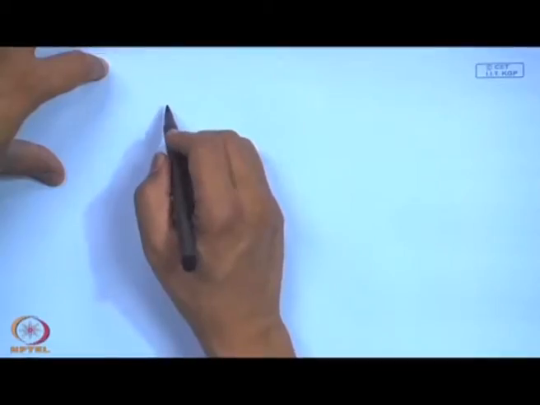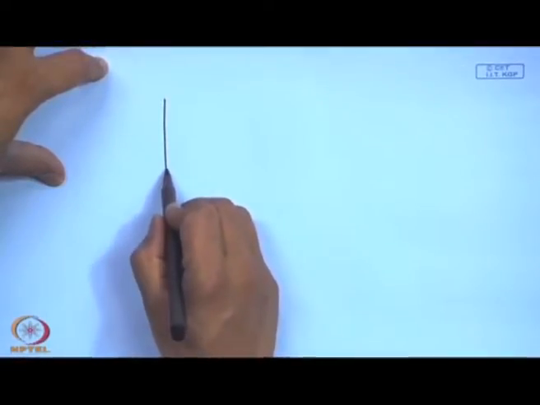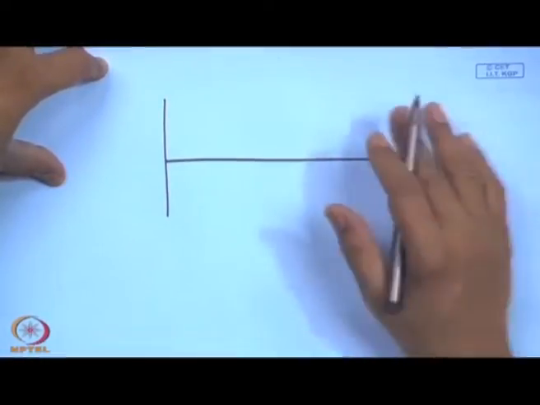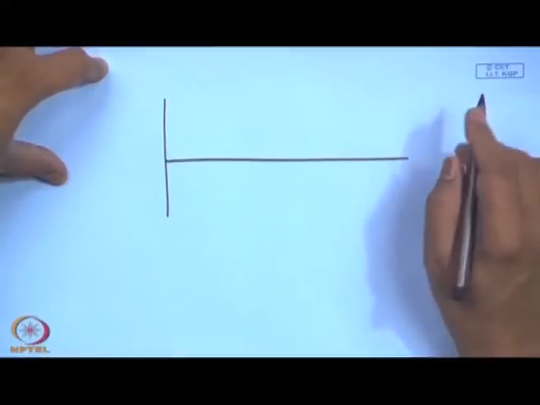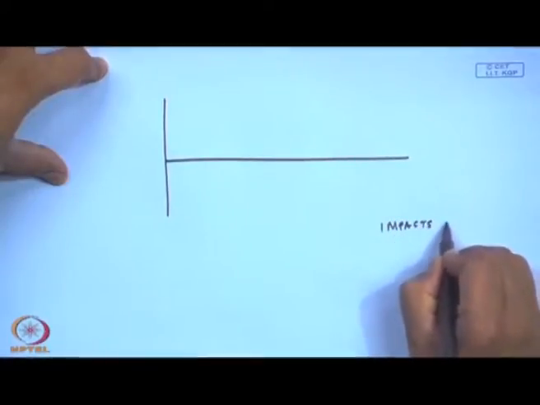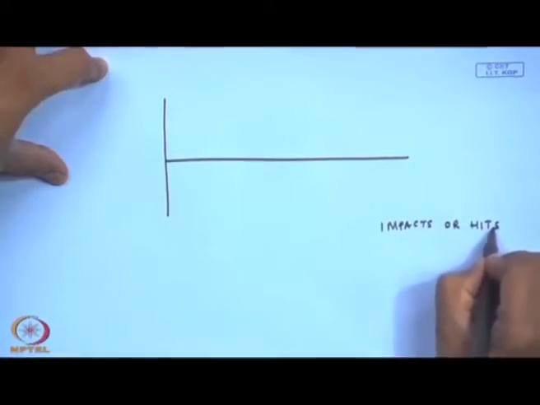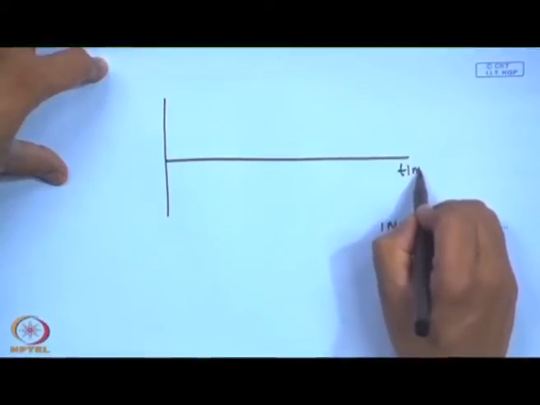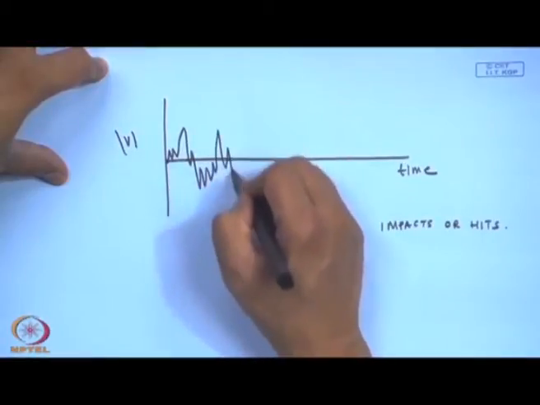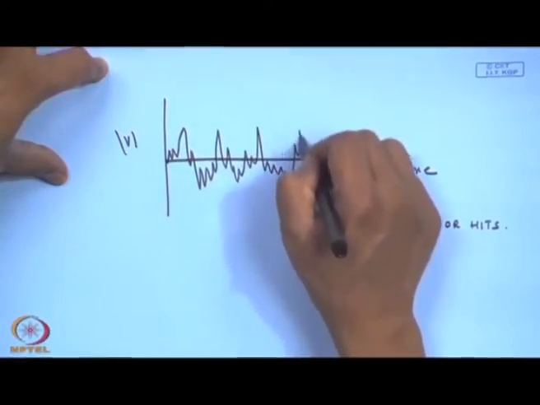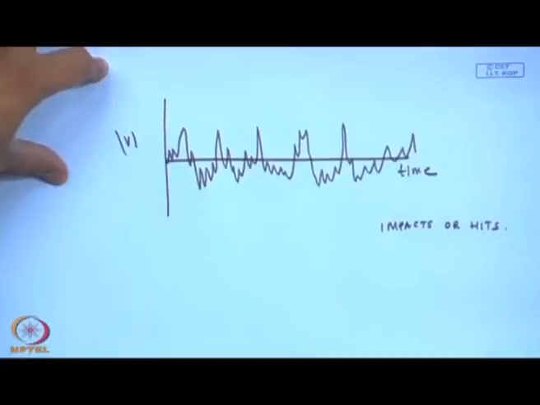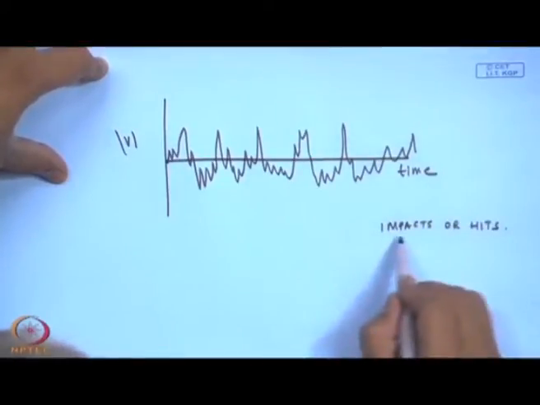For example, if things are loose, what happens? The components would be flying around all over the place, so they would be hitting against each other. So, there will be a series of impacts or hits. If I look at the time domain signal of a normal signal, this is something like this. This is a normal signal. So, what happens when there is an impact or a hit?